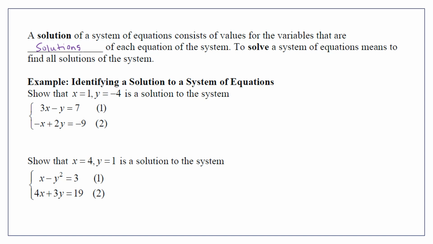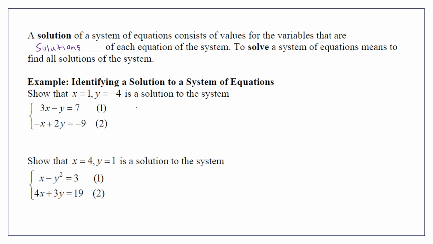We're going to be given an x coordinate and a y coordinate, and we have to determine if it is a solution to the system. In order for it to be a solution to the system, it has to satisfy each equation of the system, meaning it has to make the equation true. So when we substitute in the x coordinate and the y coordinate, it must make the statement true. For our first one, we need to show that x = 1 and y = -4 is a solution to the system.